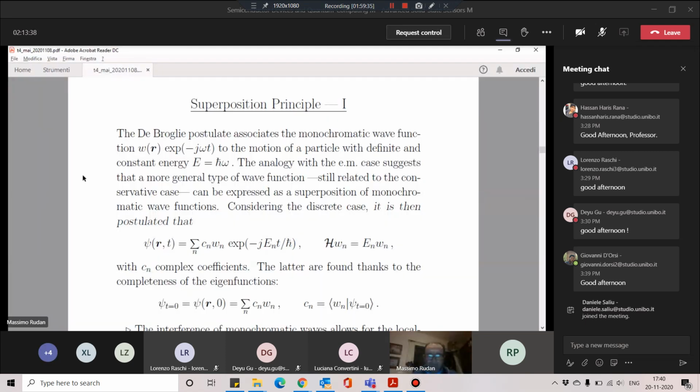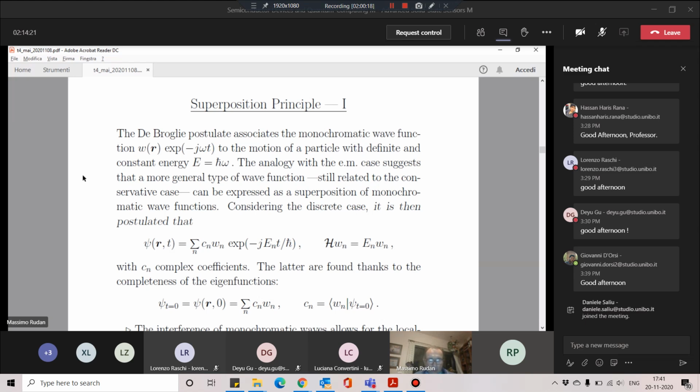Okay, now we are back to the case of the superposition of monochromatic waves. As I said before, this form of the wave function is taken as a postulate. So it is called the superposition principle. And it is derived from the analogy with the electromagnetic field that can be understood as a superposition of monochromatic waves.